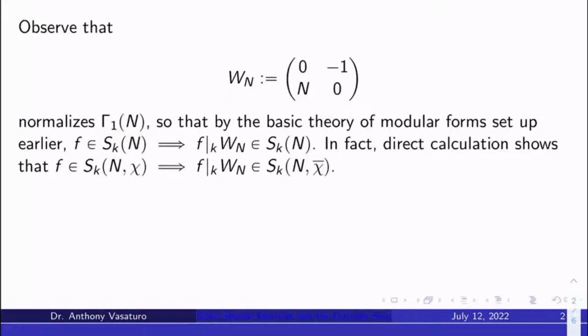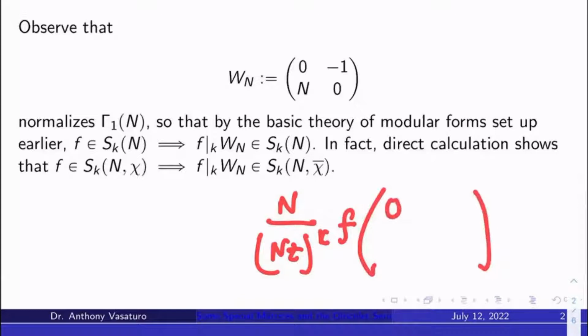And so by the basic theory of modular forms set up earlier in previous videos, if f is a weight k cusp form of level n, then f bar sub k W sub n is also a weight k cusp form of level n. Now remember this notation here, f bar sub k W n, that just means the determinant of W sub n, which is n, over cz plus d to the k. So my c here is n, so I'll have nz plus 0 to the k, times f evaluated at the fractional linear transformation 0z minus 1 over nz plus 0.